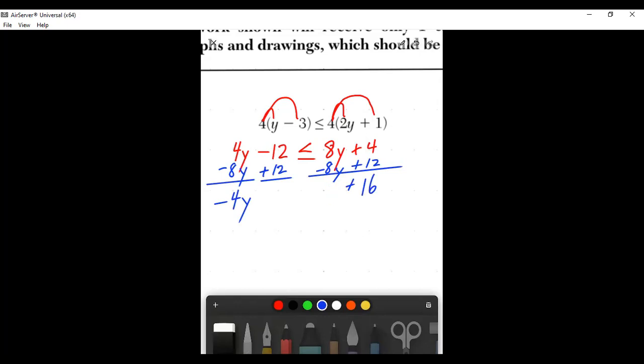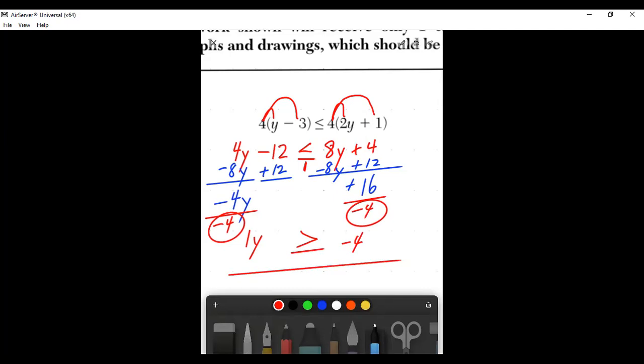So my answer is I have to take this and divide both sides by -4. So this is going to be 1y. This is going to be -4. Now, because I divided by a -4, I have to flip the inequality. So the inequality was less than or equal to, but now it's going to be greater than or equal to.